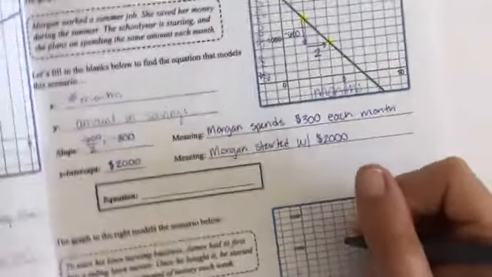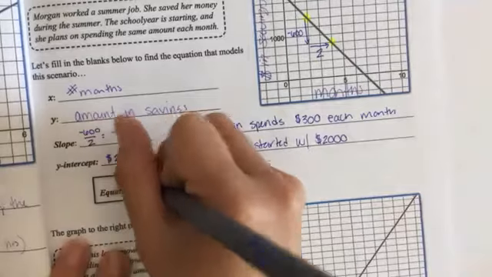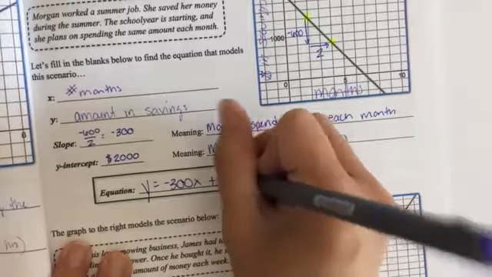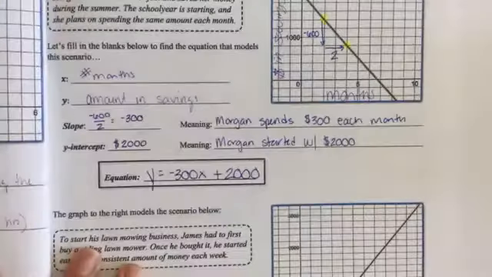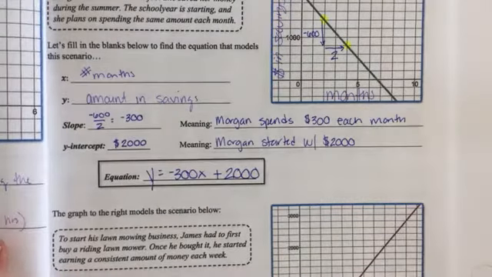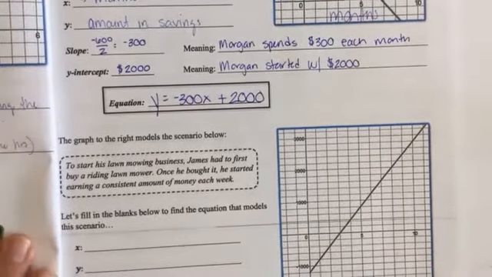Okay, so then our equation is y equals our slope. Make sure it's a negative 300x plus 2,000. I know a lot of times you might visualize this 2,000 minus 300x, but to keep this in linear form, that's what we're going to do. Okay. Any questions on that one?